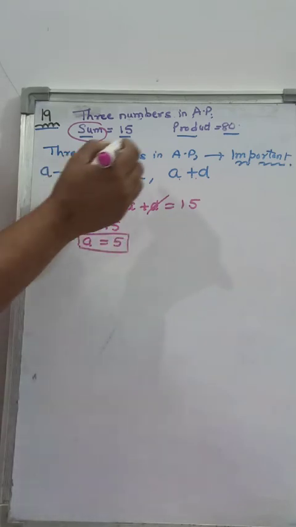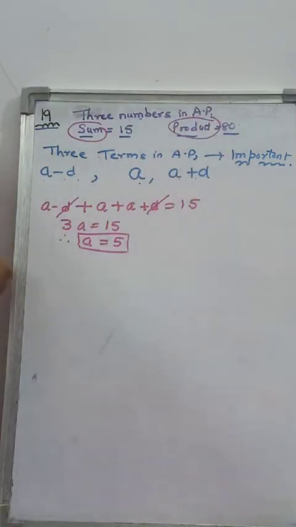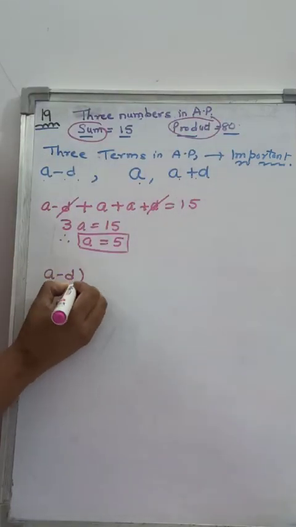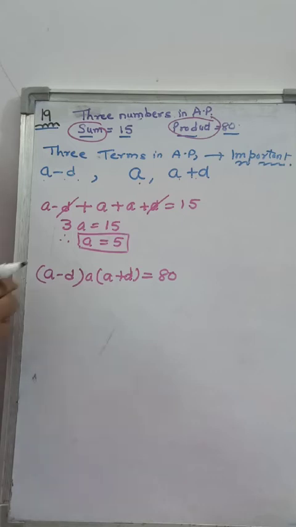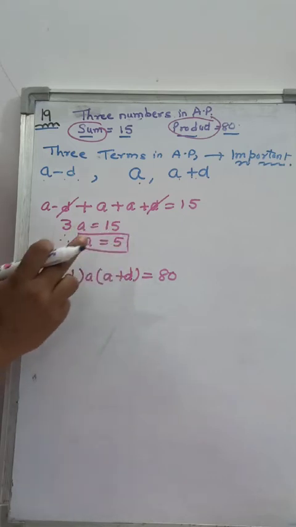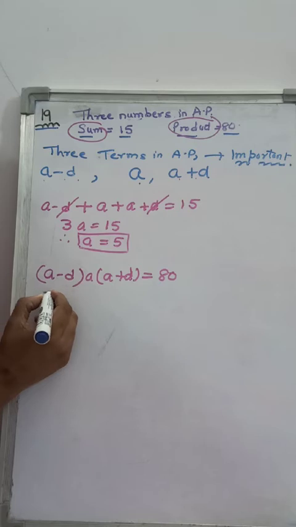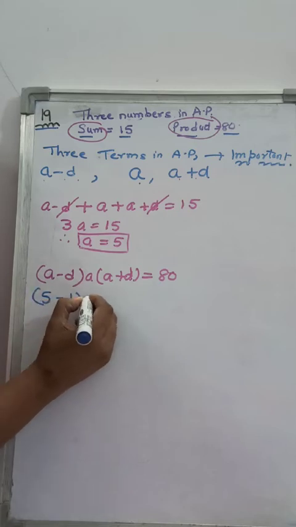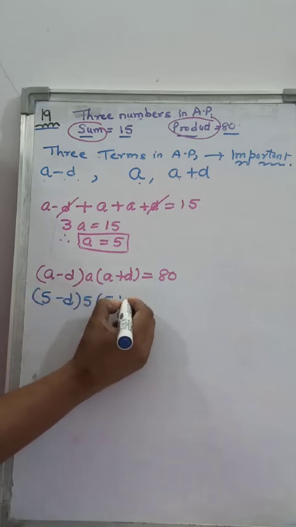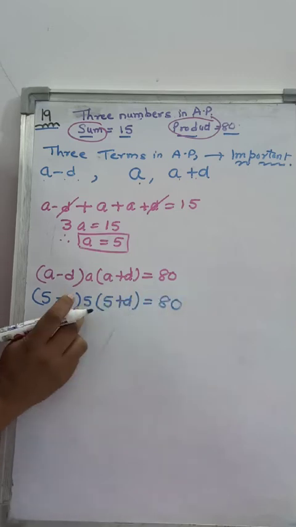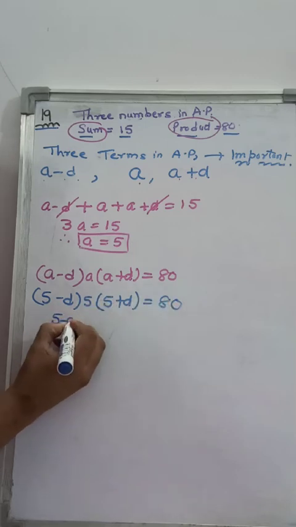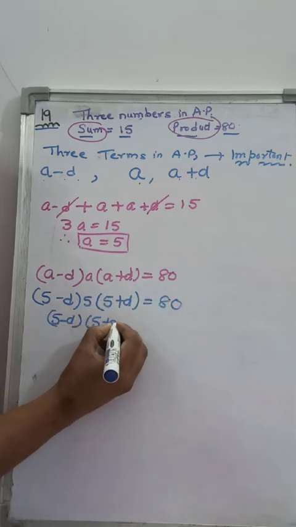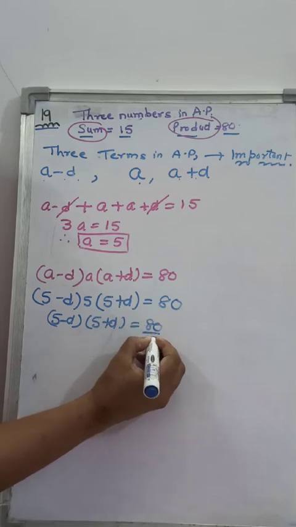Now the product is also given to us. Product means like this way: A minus D, A multiplied with A plus D is equal to 80. This is given to us. Now what you will do, you will substitute the value of A over here. That means this way you will write down 5 minus D multiplied with 5, then 5 plus D is equal to 80. You will bring this 5 to the right side. So 5 minus D, then 5 plus D will be equal to 80 by 5.